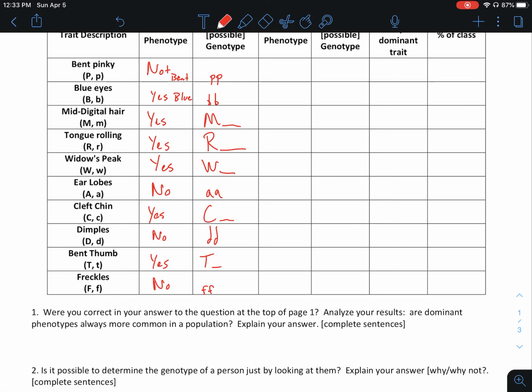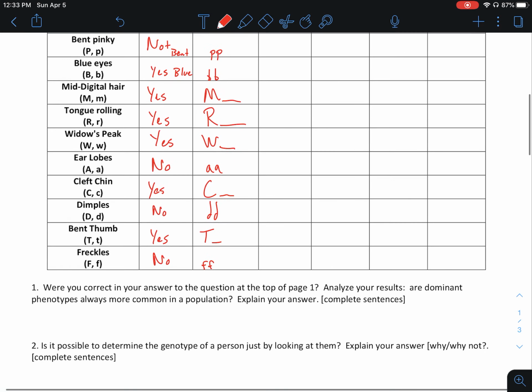And then question two says, is it possible to determine the genotype of a person just by looking at them? In some cases, yes. Like if they have the recessive trait, like I don't have dimples, that means I have the homozygous recessive gene for not having dimples. So you could assess and identify my genotype.